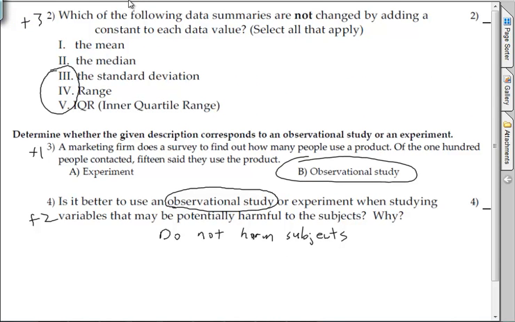And number 2, which ones are not changed by adding a constant? So if I add the same 5 to everything, the mean will go up 5, the median will go up 5, but the spread stays the same. So anything that measures spread will stay the same, which is the standard deviation, range, and IQR.